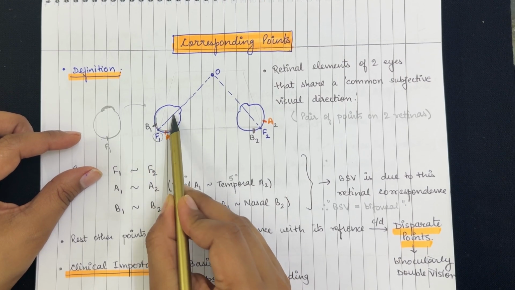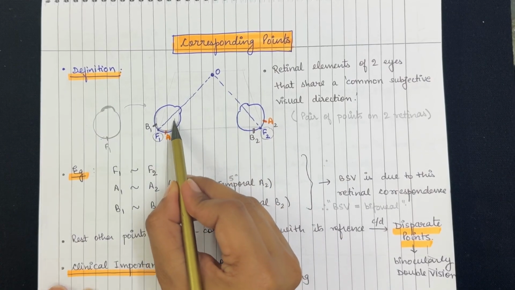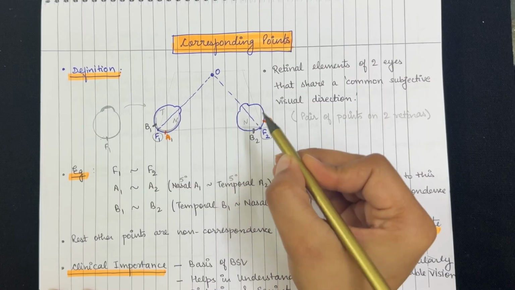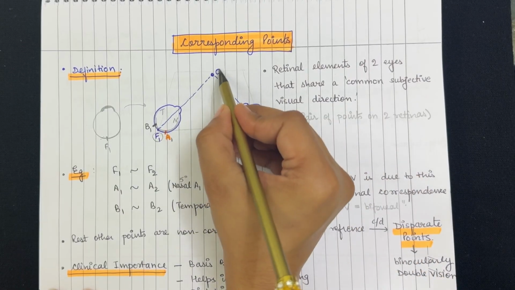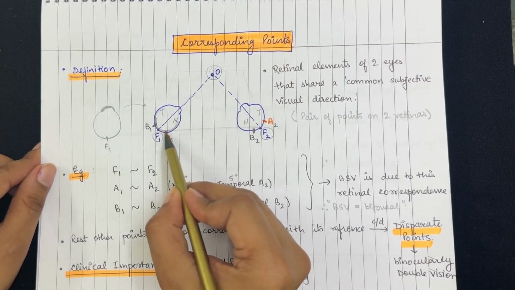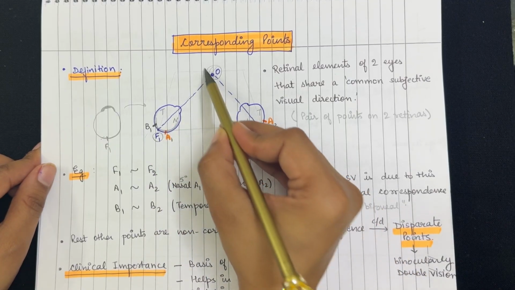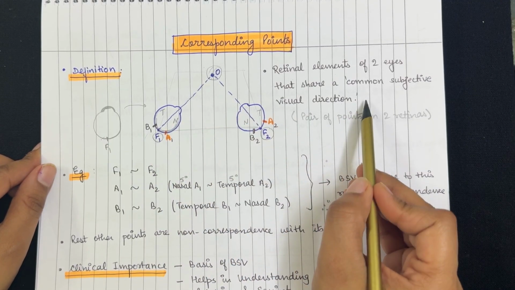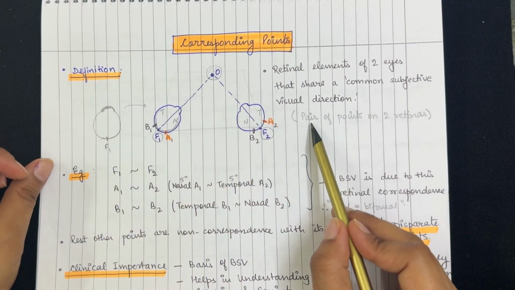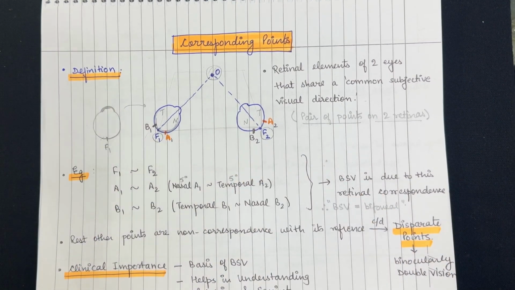Now this F1 is the fovea of this eye, F2 is the fovea of this eye, right? Which is the nasal part? This is the nasal part of this eye, this is the temporal part of this eye. Similarly, this is the nasal part and this is the temporal part. And suppose this is the object we want to focus upon. So retinal elements of two eyes that share a common subjective visual direction are corresponding points. Easy to remember is that these are pairs of points on the two retinas. Now let's understand this through a diagram.